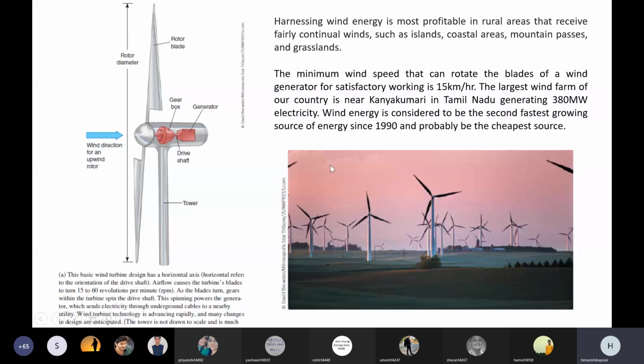And wind energy is a very cheap source of energy because you just have to rotate the blade, and if you install once, then the cost is not much. So that is why it is considered as the cheapest source of energy, and also it is growing fast. So that is why again it is a very good source of renewable energy.